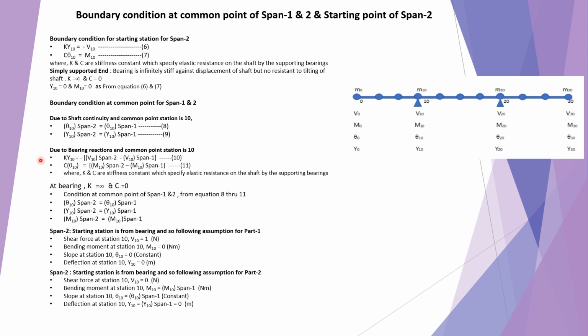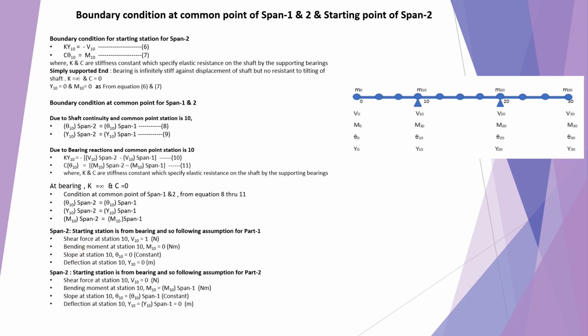So with that boundary condition and from equations 8 through 11, we can get theta 10 span 2 is equal to theta 10 span 1, y10 span 2 is equal to y10 span 1, and m10 span 2 is equal to m10 span 1. Please note that y10 span 2 or y10 span 1 is 0 because it is the bearing condition. So for span 2, at the starting point, this is the assumption: v10 is 1, m10 is 0, theta 10 is 0, y10 is 0. This is for part 1.